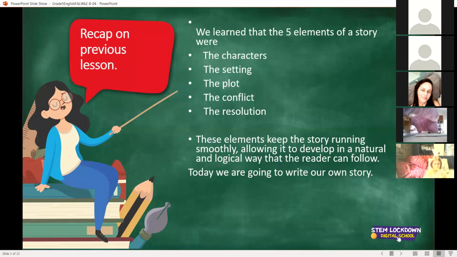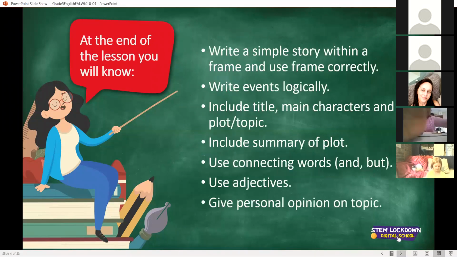going to end. Okay, now all these elements in the story are very, very important because they keep the story running smoothly and it allows it to develop and to happen naturally, and then it's much easier for us to follow the story. And today we are going to write our own story. And I'm going to take you through the story, writing step by step. If you don't get all the information on this page down, don't worry, it will be available for you. So this is just to recap. Now we're going to begin. At the end of this lesson, you will be able to write a simple story within a frame.